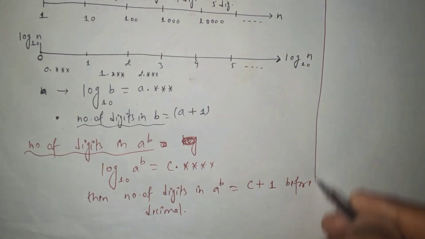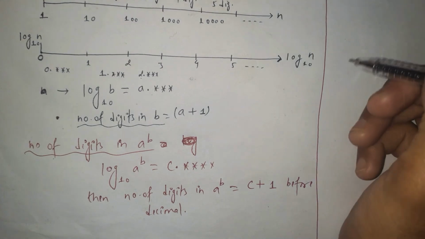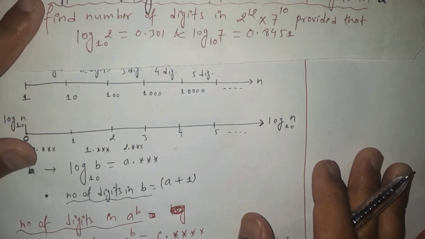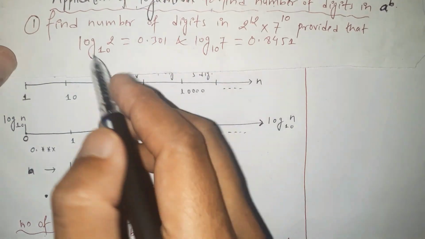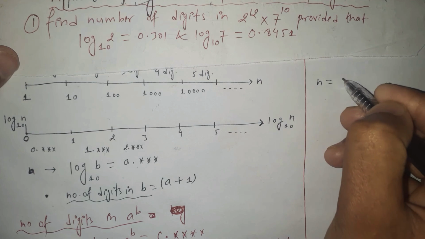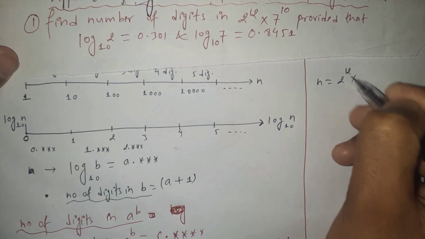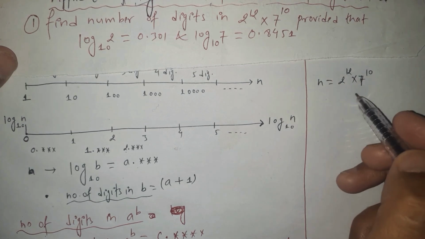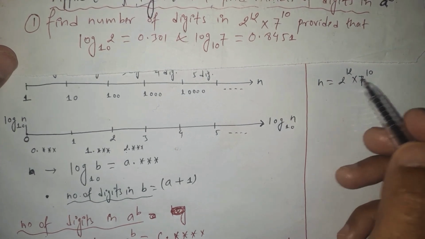Let's solve this particular problem by using this concept. The question is: calculate the number of digits in the number 2 raised to the power 12 times 7 raised to the power 10. This is the given number. We are going to calculate how many digits are present in this number.